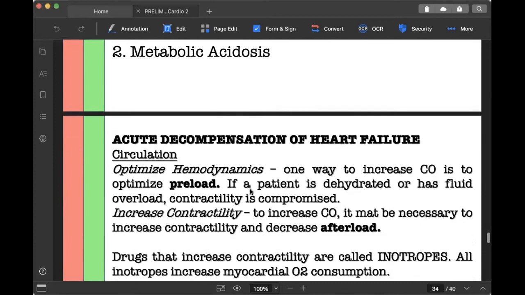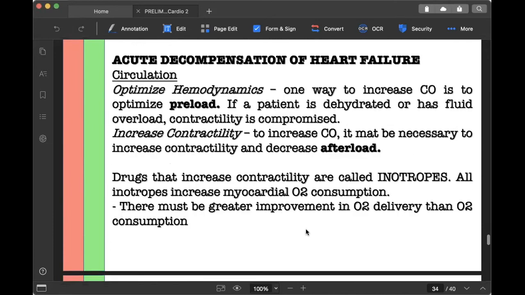Okay, how about your circulation? We have the optimized hemodynamics. One way to increase your cardiac output is to optimize the preload.